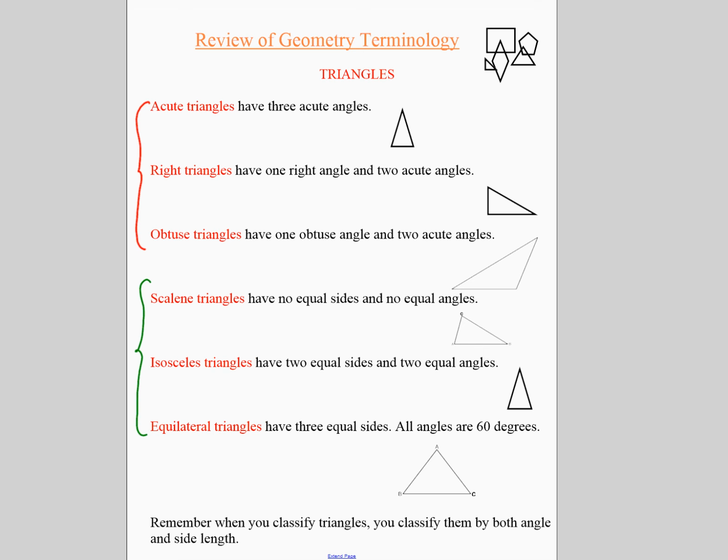Isosceles triangles have two equal sides and two equal angles. So for example, in this isosceles triangle, the equal sides would be here and here. They're often noted with a little dash. And if those are the equal sides, then the neat thing is that means this angle here and this angle here are equal. And then equilateral triangles have three equal sides, so they're usually like that.